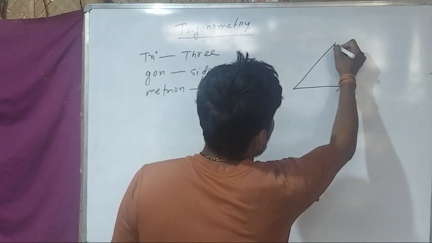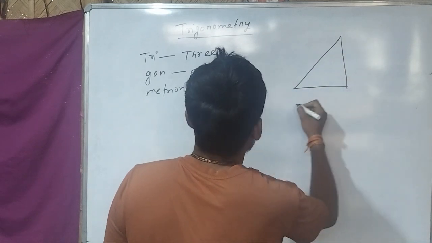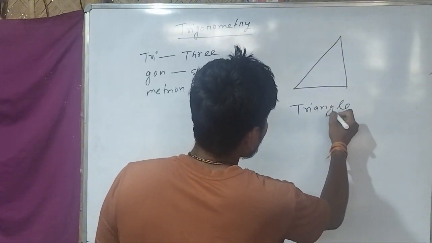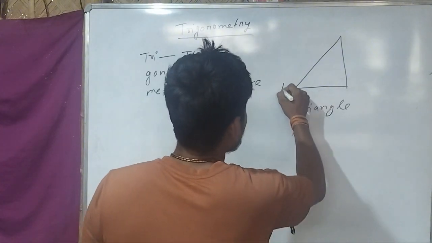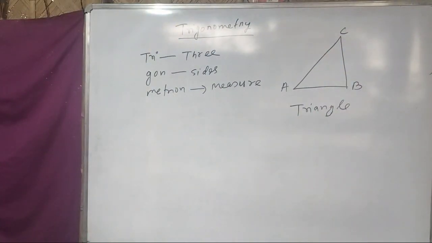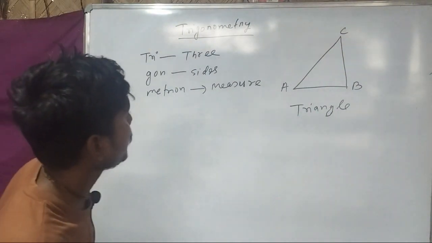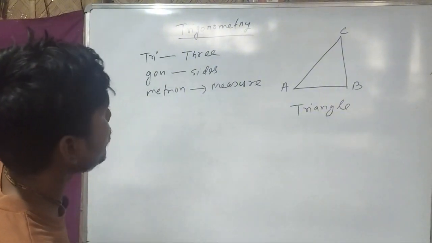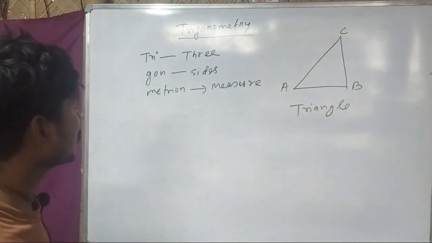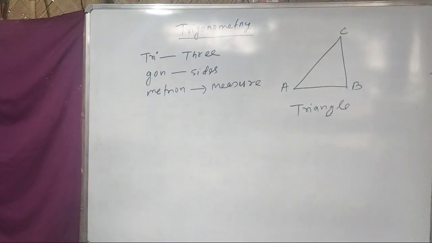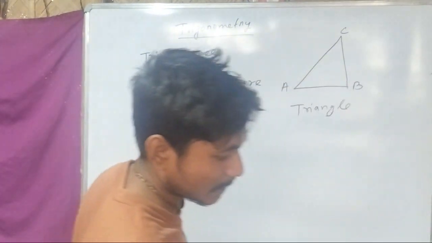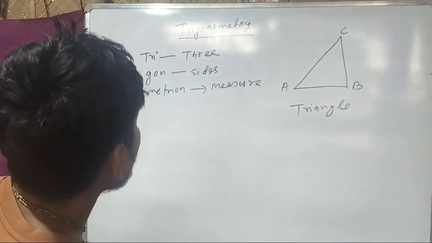If we draw a diagram having three sides, then we call this a triangle. So this is a triangle. Trigonometry means we have to measure the three sides of a triangle. So simply, the meaning of trigonometry is we have to measure the three sides of a triangle. Tri meaning three, gon meaning sides, and metron meaning measure.